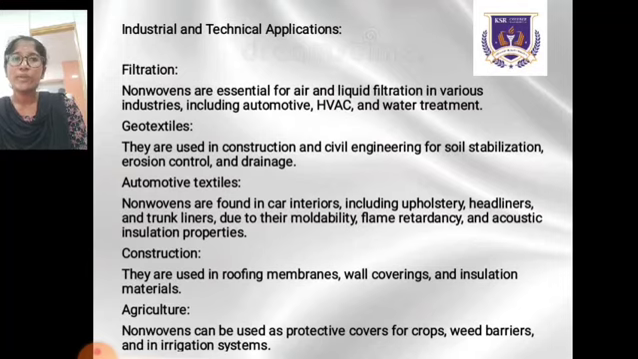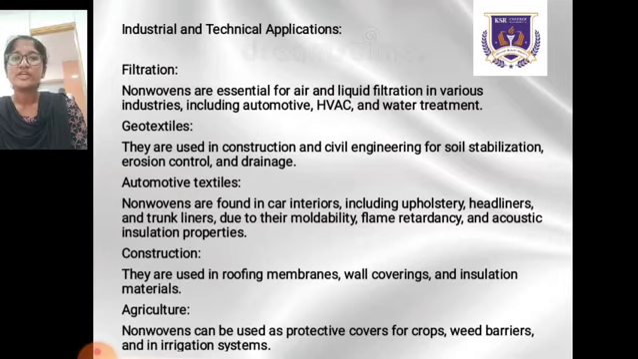Next, we see about industrial and technical applications: filtration, geotextiles, automotive textiles, construction, agriculture. First, filtration. Non-wovens are essential for air and liquid filtration in various industries, including automotive, HVAC, and water treatment. Geotextiles are used in construction and civil engineering for soil stabilization, erosion control, and drainage.